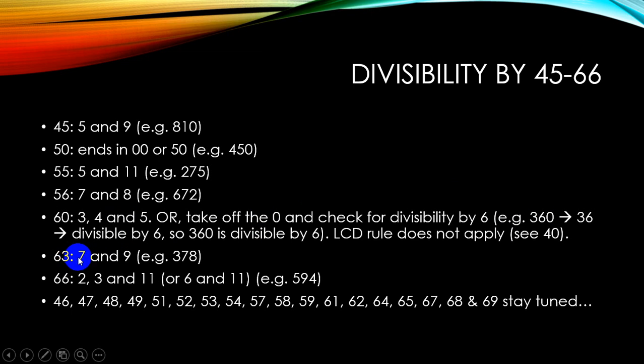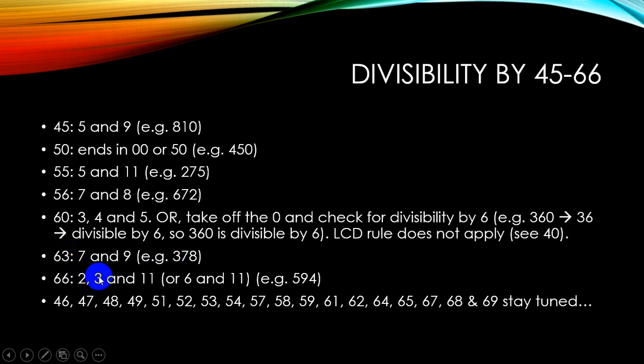For 63, remember our number 378 we used a couple times. Well, that's also divisible. Remember we said it was divisible by 7 and 9. Well, it's divisible by 9 because 3 plus 7 plus 8 is 18, which is a multiple of 9. 378, you break into 37 and 8. Double the 8, which gives you 16. 16 subtracted from 37 gives you 21, which is a multiple of 7. So 378 is divisible by 7 and 9, thus it's divisible by 63.